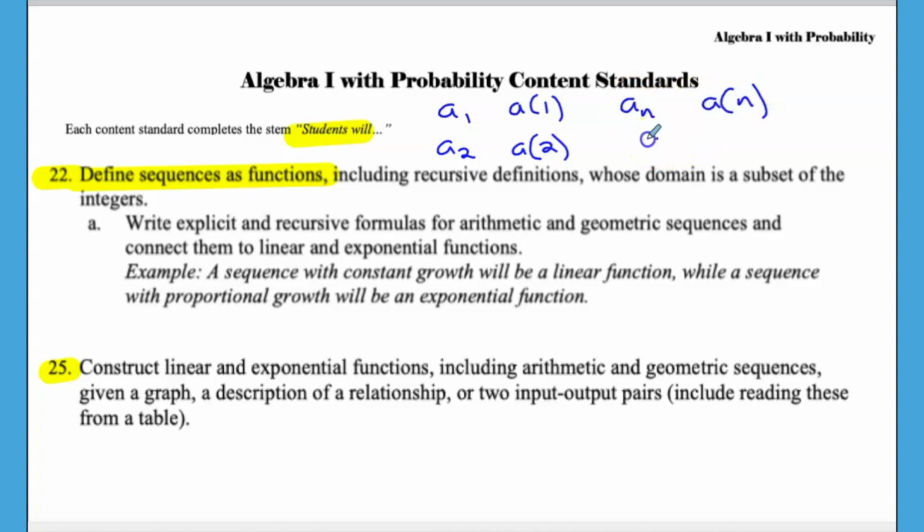When they write the rules, instead of saying a sub n, we're going to write a of n. Or for the previous term, instead of a sub n minus 1, we could write a of n minus 1. So a simple change. Actually, I think it helps students understand it more because it's something familiar to them. A lot of times students would struggle with that subscript notation because it was new to them. But writing it with function notation, one, aligns with the standards, and two, I think it makes it easier on students because that is what they are used to.